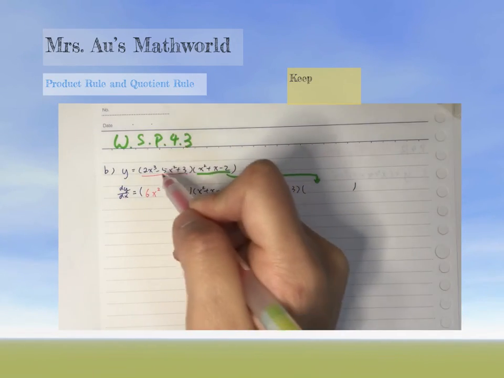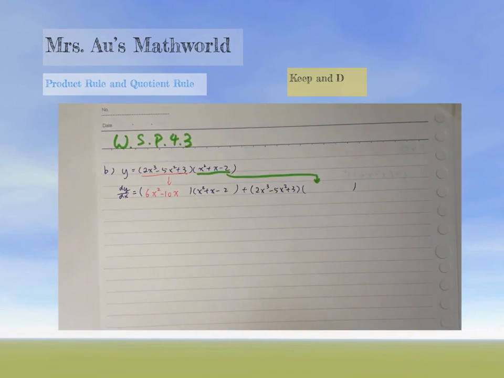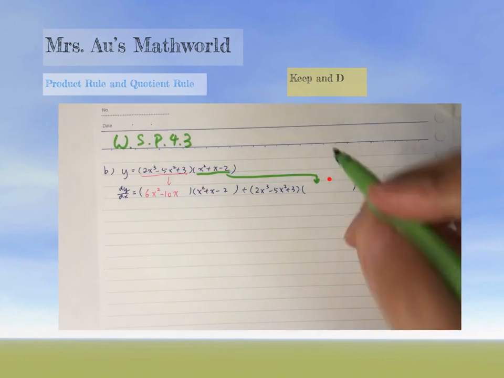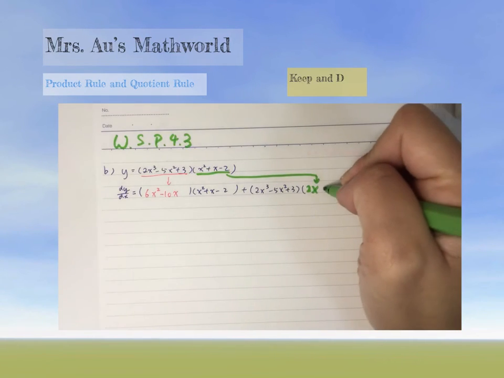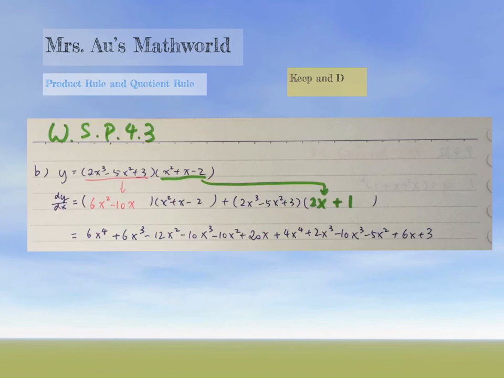Keep and d. So the motto, okay, is keep and d. So we d the first one, keep the second one. Right now we keep the first one and then d the second one. And then after that, just expand and simplify, and we will get the result. So this is the expanded polynomial.